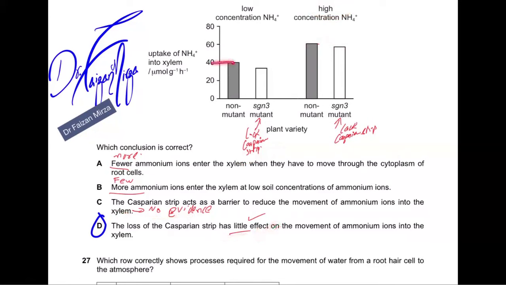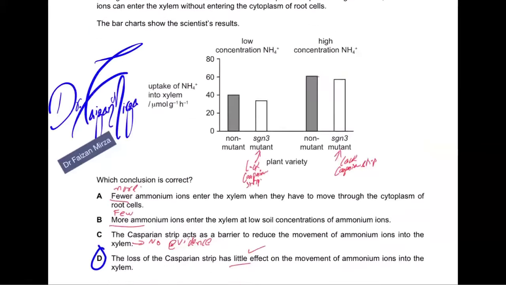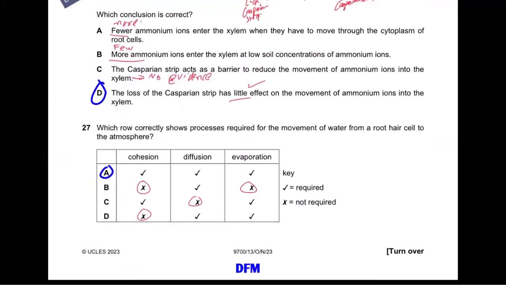You can see that the non-mutant and the mutant have a very small change in how much ammonium ions are being absorbed. So the change is not very significant. So yes, D is correct. Here, we are not talking about the facts. Here, we are using the data to address the answer.